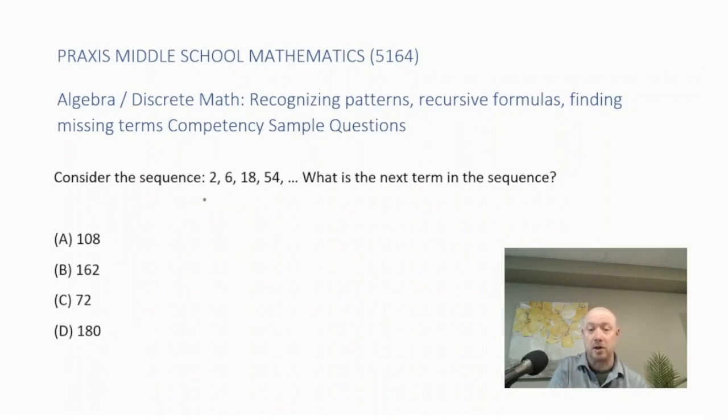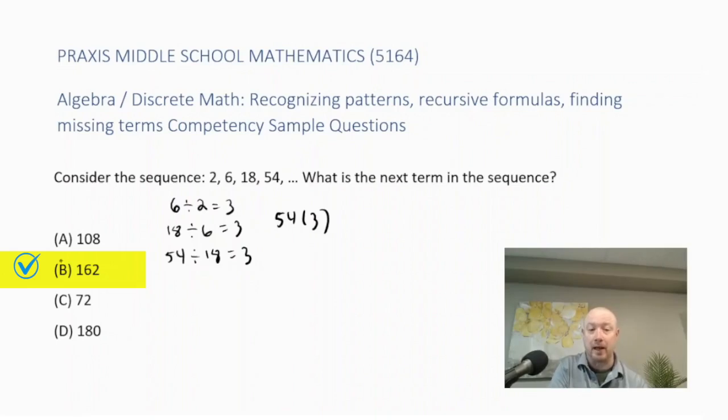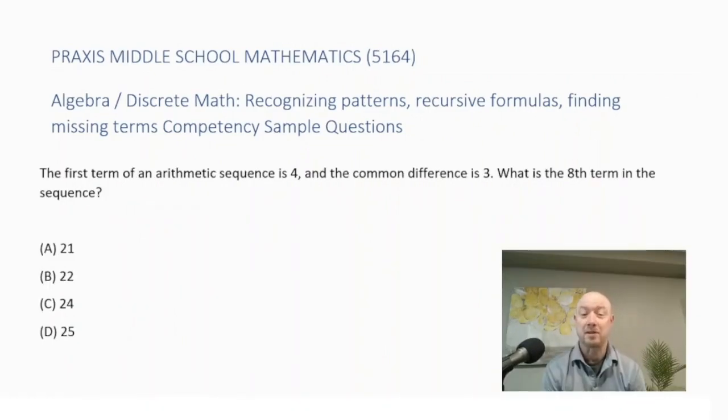So let's check to see if it's geometric. If we divide 6 by 2, we get 3. If we divide 18 by 6, we get 3. And if we divide 54 by 18, we also get 3. So that means this is a geometric sequence, and it goes up by a multiplication factor of 3. To get the next term, we just multiply 54 by 3, and we get the answer of 162.